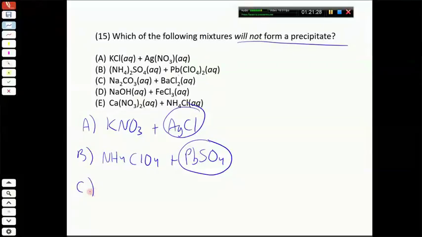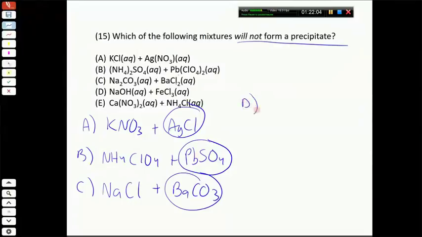In choice C, we have sodium carbonate and barium chloride. So we're going to pair the sodium from the sodium carbonate with the chloride from the barium chloride. We get sodium chloride as one of our products. That's clearly soluble. We all know that salt is soluble in water. But then the second product is barium paired with carbonate. And carbonate is another one of those anions. It's like phosphate, where pretty much all of them are insoluble, except for the lithium, sodium, potassium, ammonium, all those ones. So this is another insoluble compound.